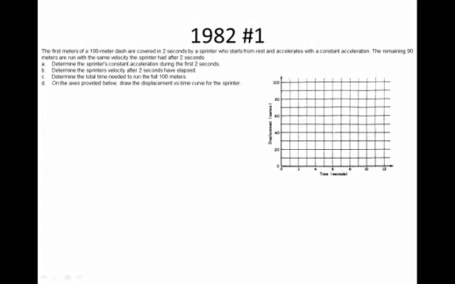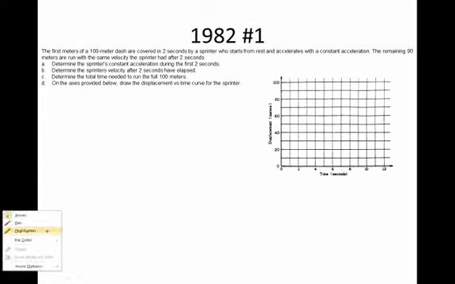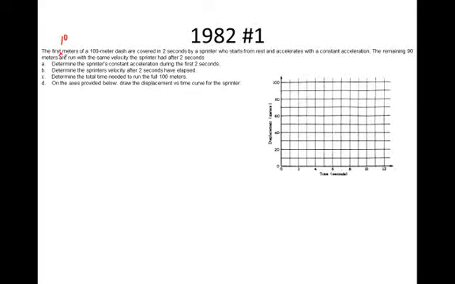The solution for 1982 number 1. The first 10 meters of a 100-meter dash are covered in 2 seconds by a sprinter who starts from rest and accelerates with a constant acceleration. The remaining 90 meters are run with the same velocity the sprinter had after 2 seconds. So that should say the first 10 meters. Determine the sprinter's constant acceleration during the first 2 seconds.